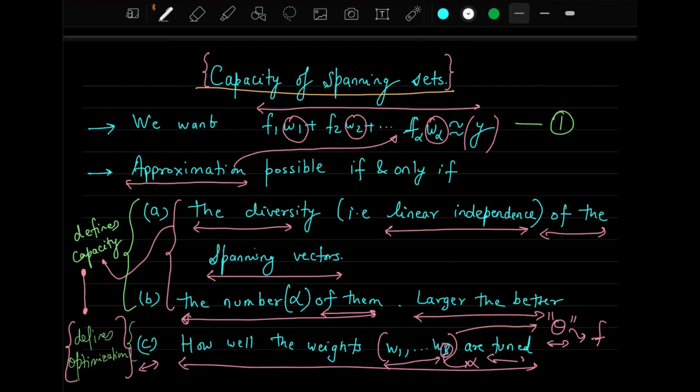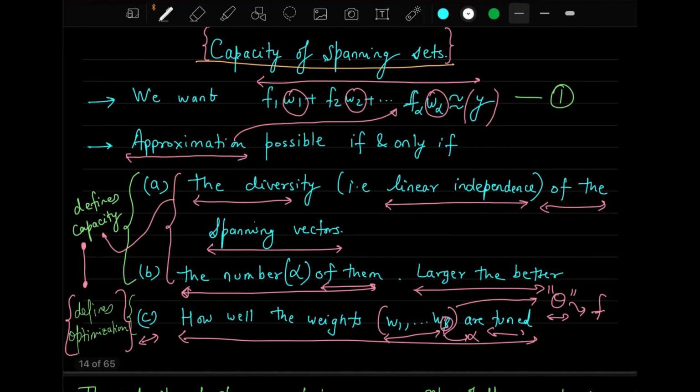Okay, so in the last lecture we were here, and what we were doing is we were discussing the capacity of the spanning sets, and what we wanted was to approximate this equation by using multiple basis vectors which are f1, f2, and f alpha. And we also discussed that this approximation is only possible if the following conditions are true, which are a, b, and c.